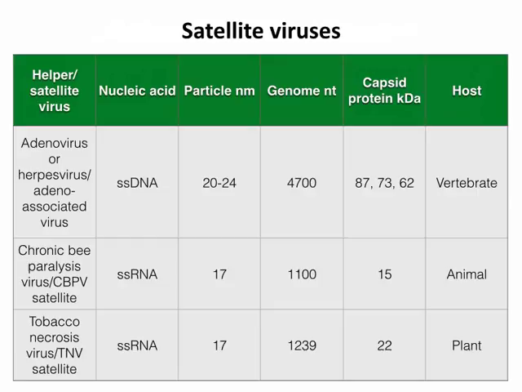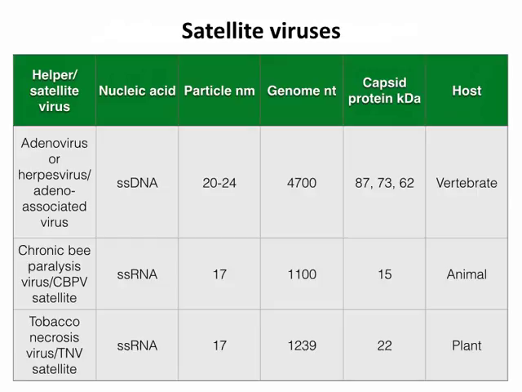These are just three out of many. And you can see I've given examples of vertebrate, animal, and plant satellites. Here in the left column is the helper virus and the name of the satellite. So the helper for adeno-associated virus can be adenovirus or herpes virus. So adeno-associated virus is a parvovirus. These are single-stranded DNA viruses, which we talked about before. They encode capsid proteins, but they can't replicate without being co-infected with adenovirus or herpes virus.